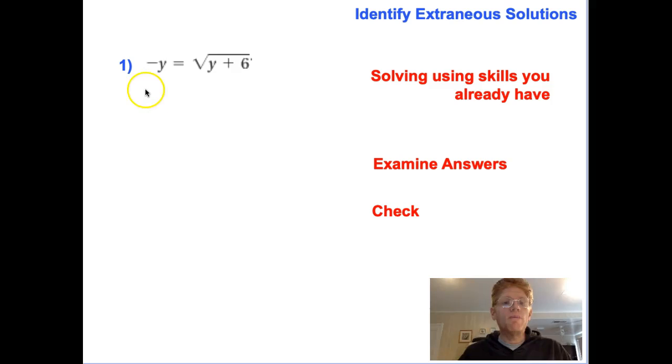So let's go ahead and do one more as a quick example, just to let you practice as we go along. We have the square root of y plus 6, and we want to get rid of that radical.